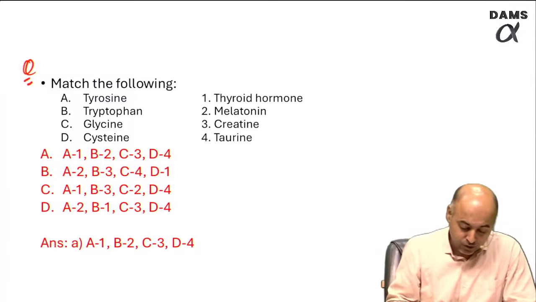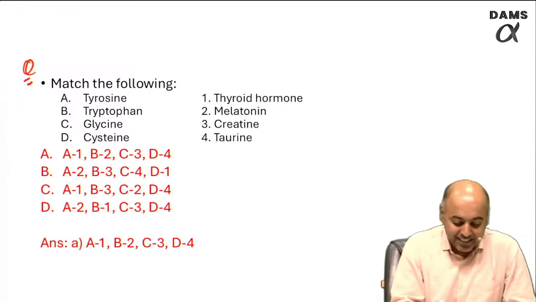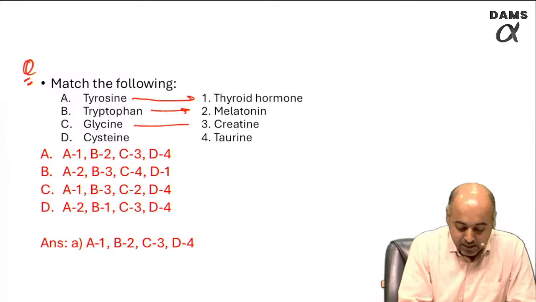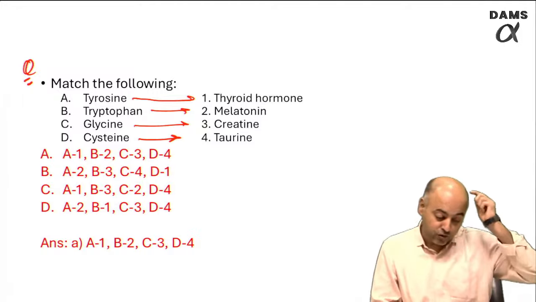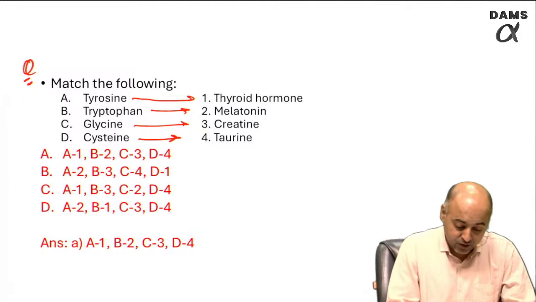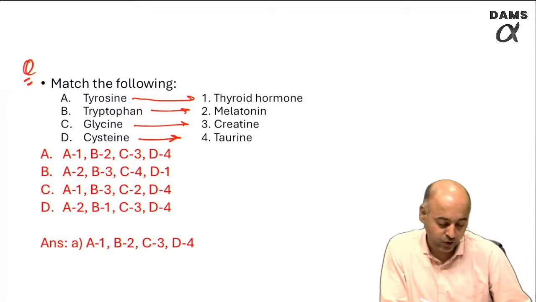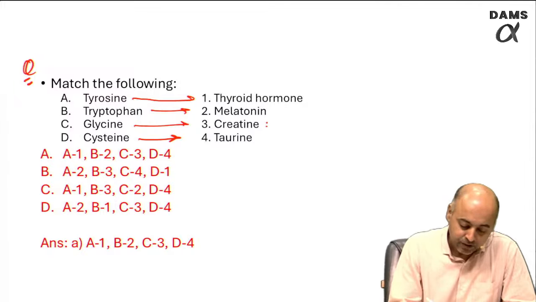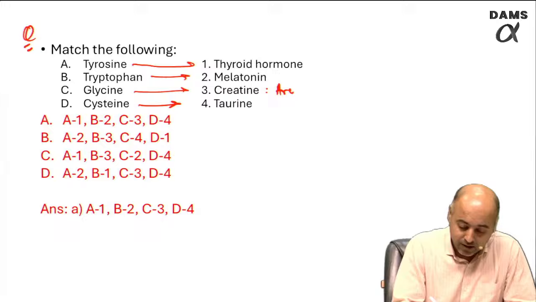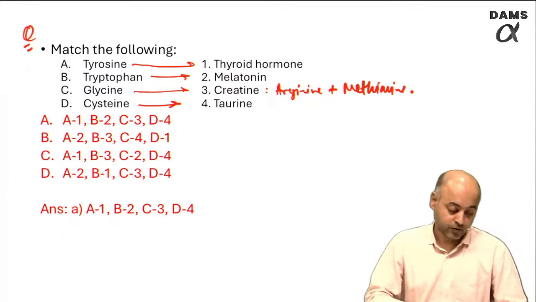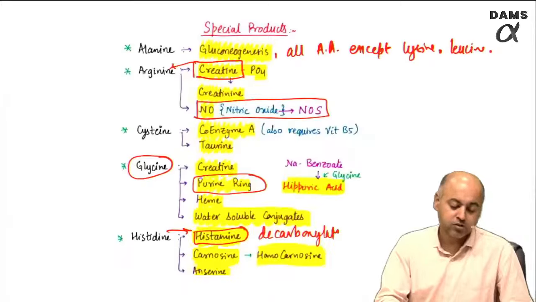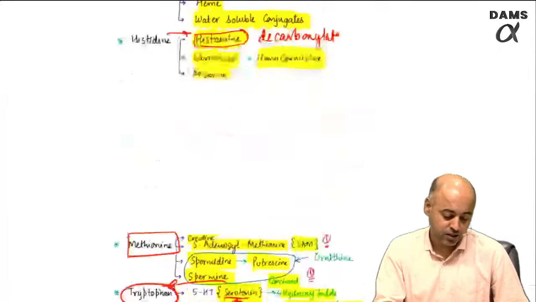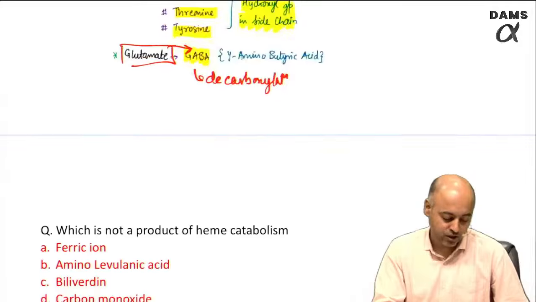Coming back to the table, this table is actually matched correctly. So the cysteine is involved in taurine formation, glycine involved in creatine formation, tryptophan for melatonin and tyrosine for the thyroid hormones. For creatine, you have to remember that in addition to glycine, it also requires arginine and methionine. Okay, right, so please go through this very small simple table which is there and remember the names which are highlighted.